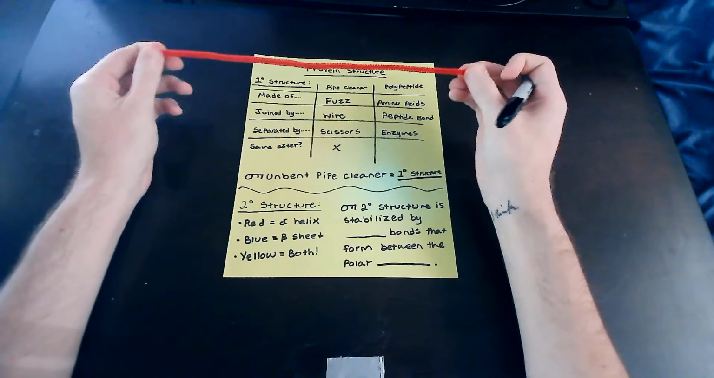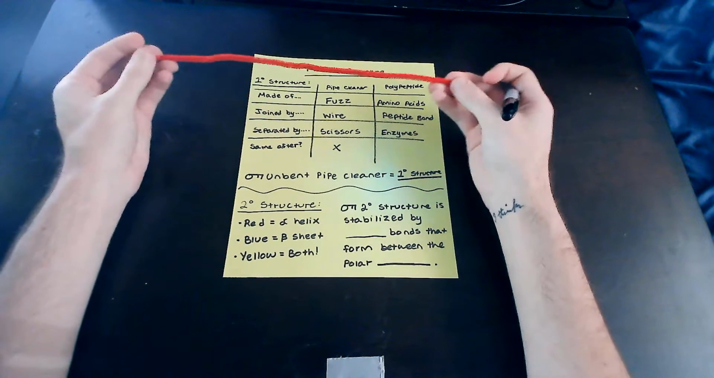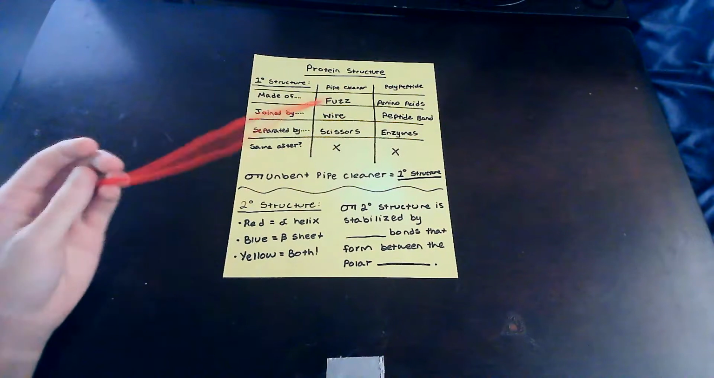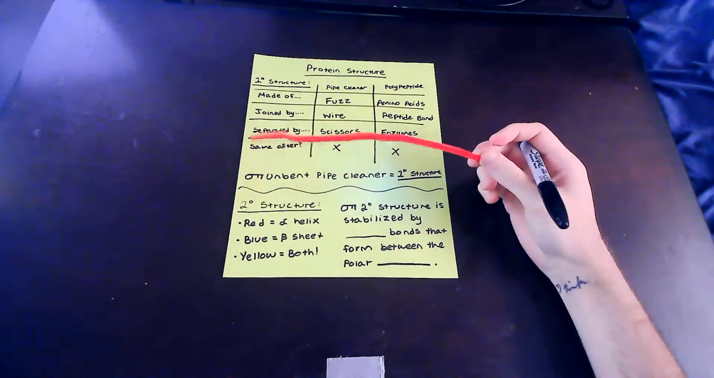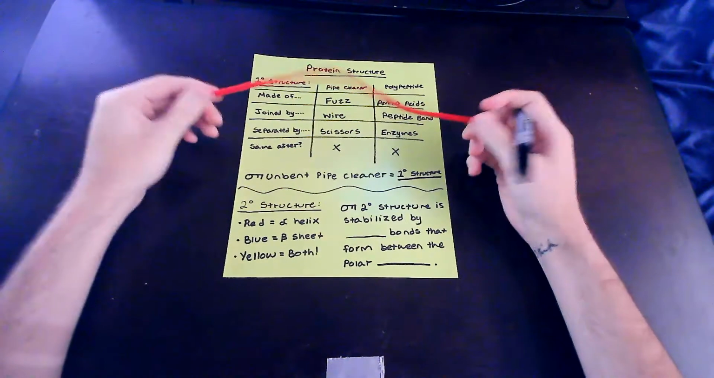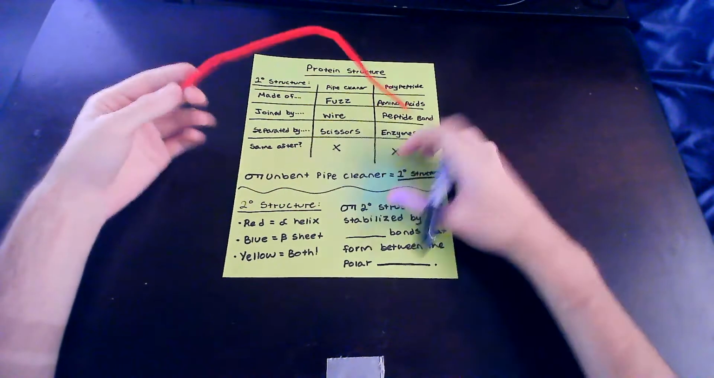And will the polypeptide be the same after being cut up into pieces? No. Same thing with the pipe cleaner. If it's cut into pieces, it can't fold and do its function. So now we're going to go into the folding aspects.